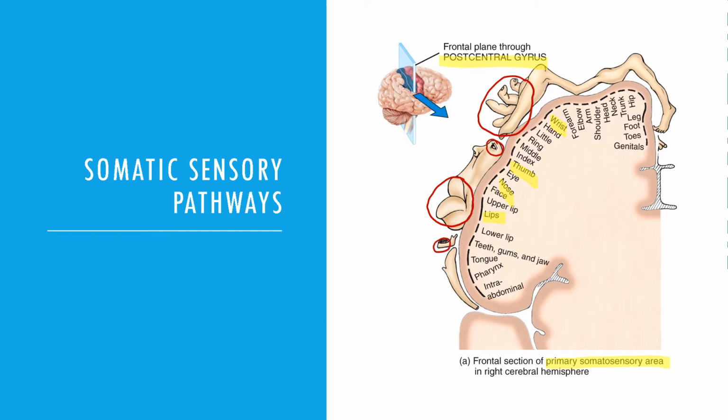So these relative sizes of the body parts in this picture are proportional to the number of specialized sensory receptors within those areas.